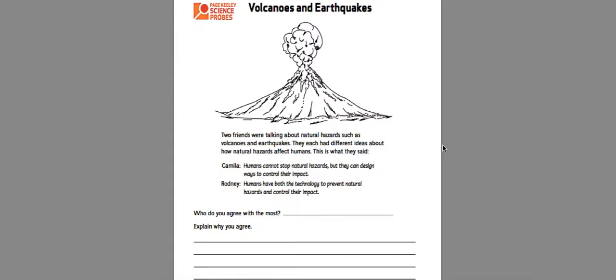Well, we're going to start a new lesson for this week. If you remember last week's lesson, we were talking about the slow changes that occur to the Earth's surface. In this week's lessons, we are going to talk about the fast changes that occur to the Earth's surface.